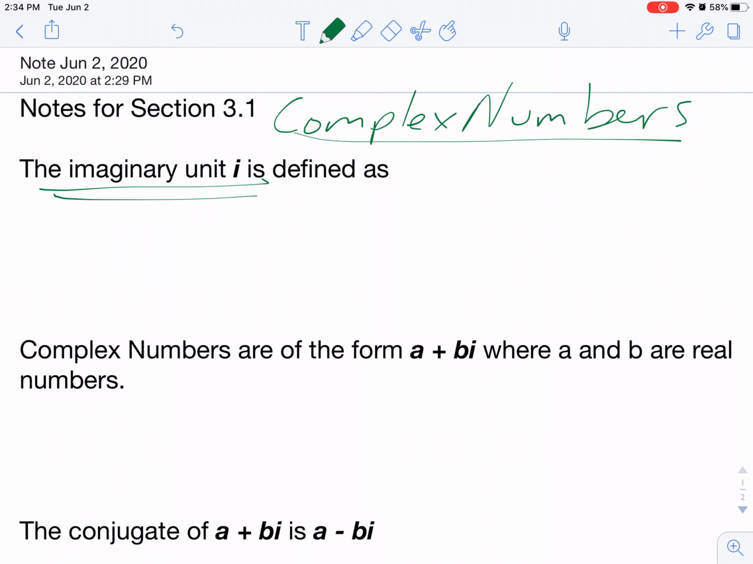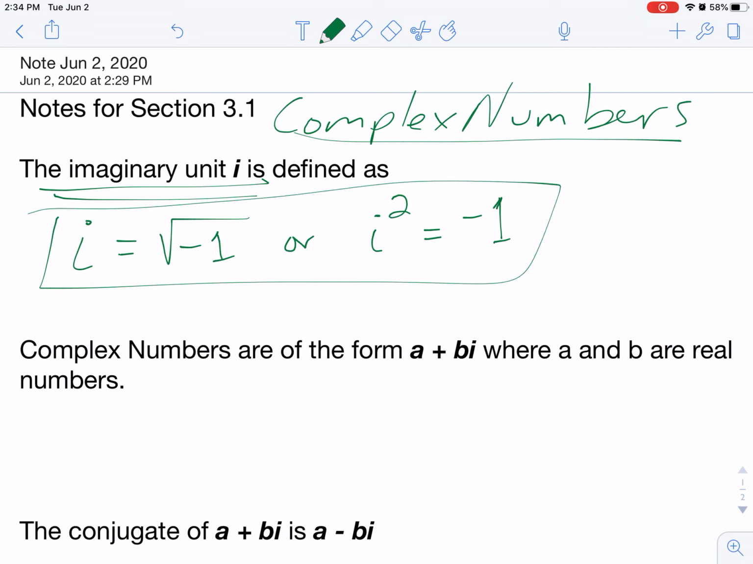There are two ways to define i, and you need to remember both of them. i is defined as the square root of -1, first of all, or we could say that i squared is equal to -1, okay? And what I like to say is you're going to have to know both of those. In section 3.1, mostly you need this one. However, in the following sections, 3.2, mostly, you're going to need this other one. So you do have to remember both of them to get through this chapter.